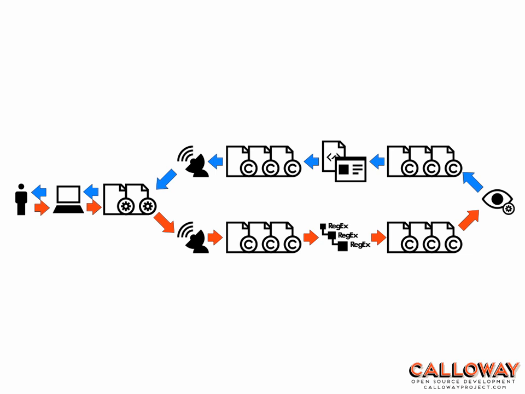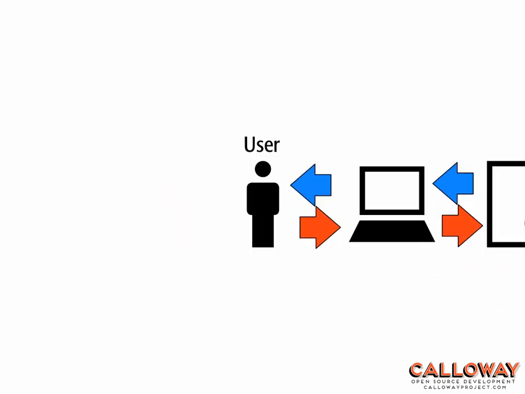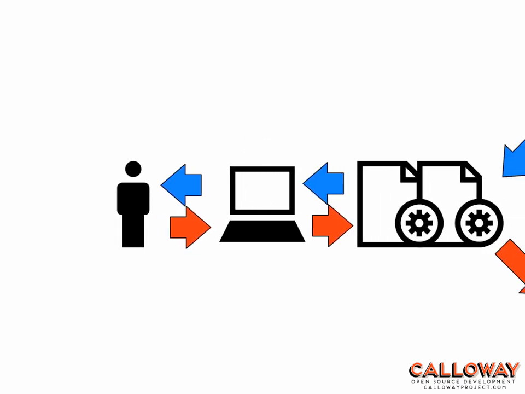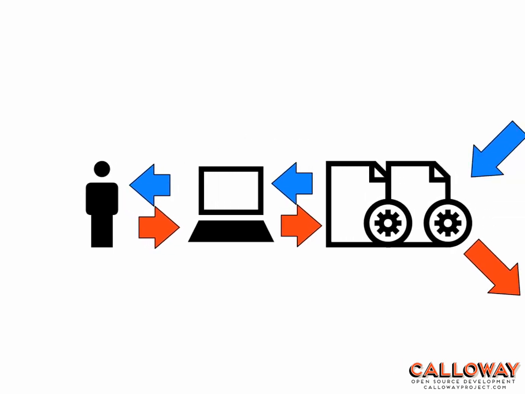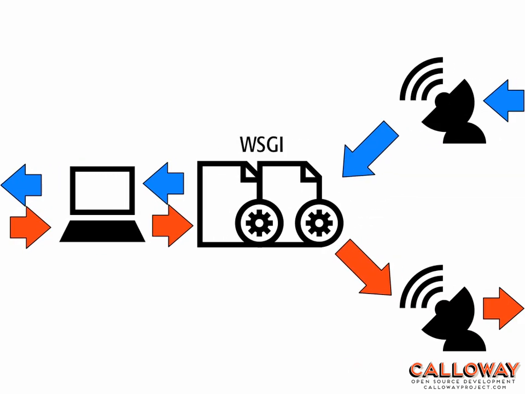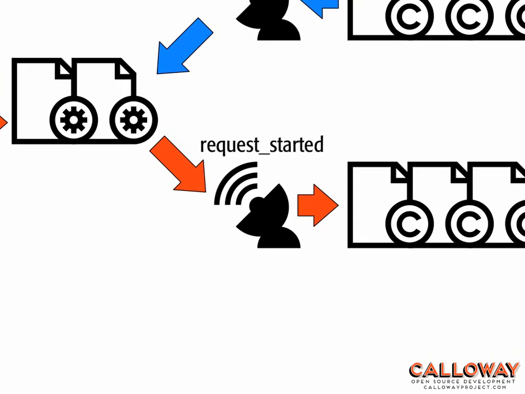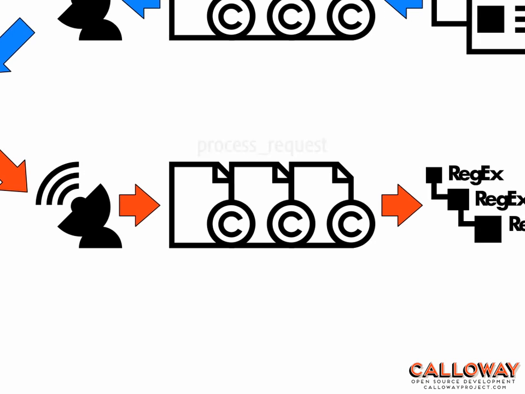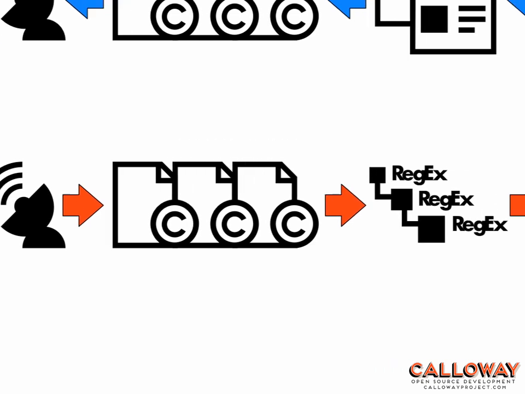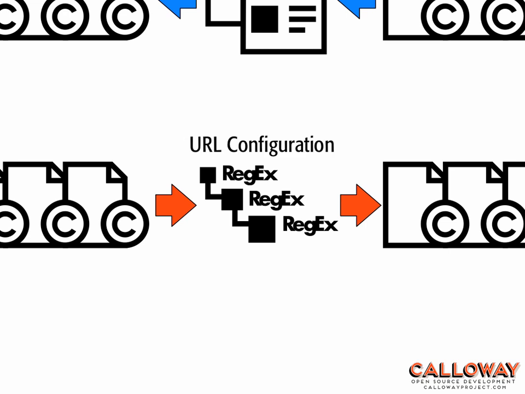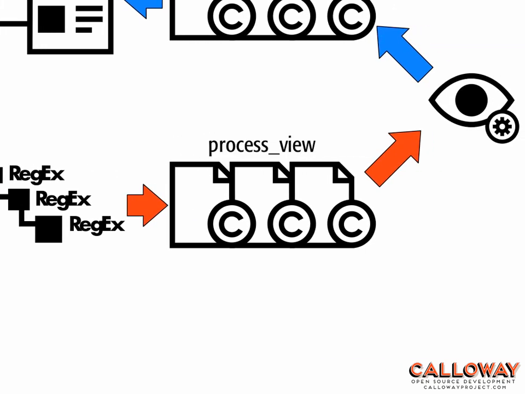In summary, the entire process looks like this. The user makes a request, which the web server receives and passes on to the WSGI application stack in Django. Django emits the request started signal before sending the request through the middleware stack, calling the process request method. Next, Django loads its URL configuration and figures out which view to execute. This information is sent through the middleware stack, calling the process view method.